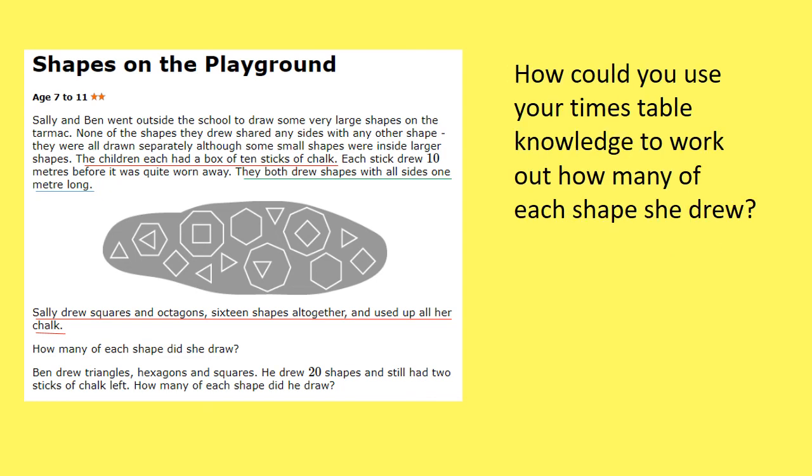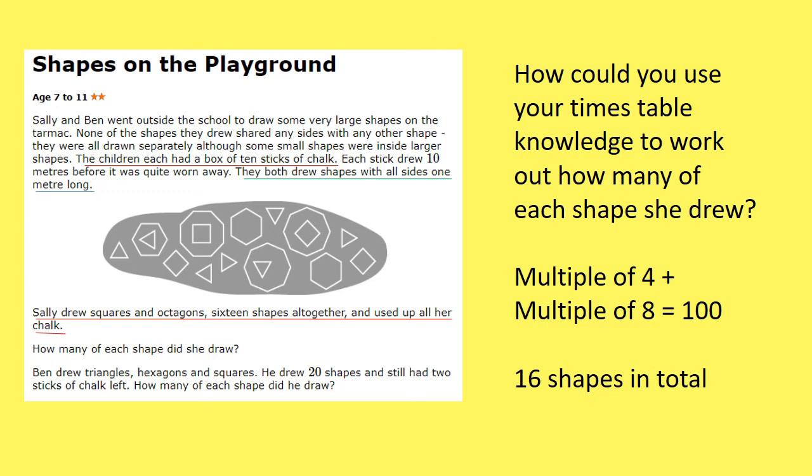Now have a think about how you could use your times table knowledge to work out how many of each shape she drew. Pause the video while you have a think. So you're looking for a multiple of 4 that when you add it to a multiple of 8 equals a total of 100. And you also know that Sally drew 16 shapes in total.